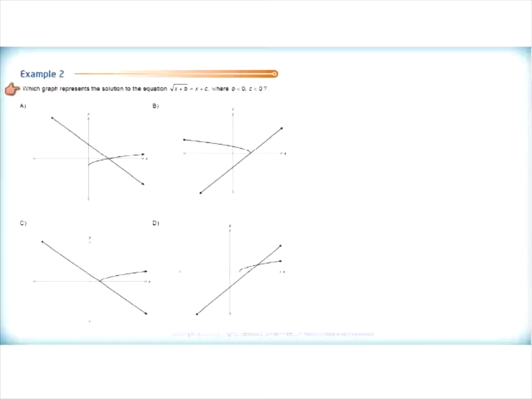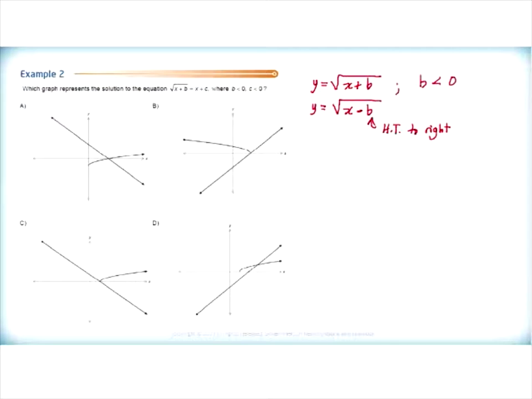In the next example, which graph represents the solution to the equation the square root of x plus b equals x plus c? If we take the left side of that equation, we are looking at y equals the square root of x plus b. In this case here, we are given that the value of b is less than 0. So that if b is less than 0, then that results in the square root of x minus b, which represents a horizontal translation to the right of the base graph of y equals the square root of x.